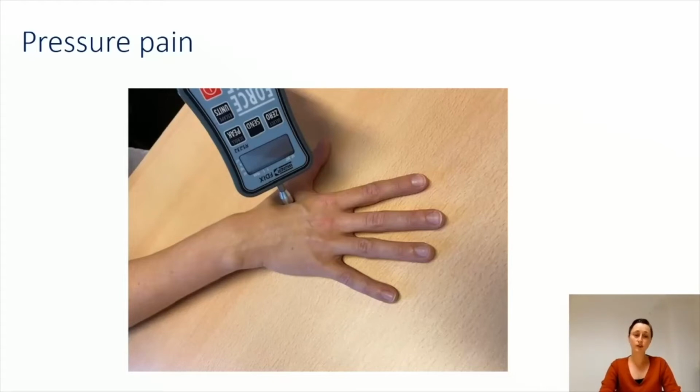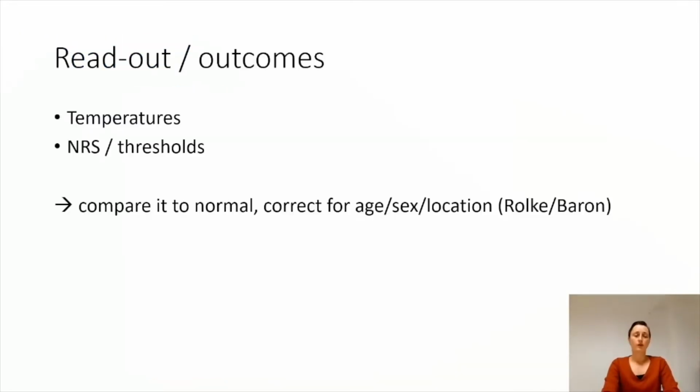We gradually increase the amount of pressure until a subject indicates that the pressure becomes painful. The device registers the amount of pain that's being delivered, and as such you obtain a pressure pain threshold in kilopascals. So now I would like to show you some of the readout or some of the outcomes that actually come out of these sensory tests.